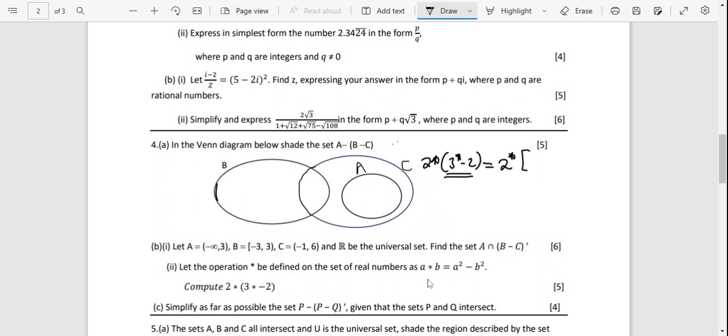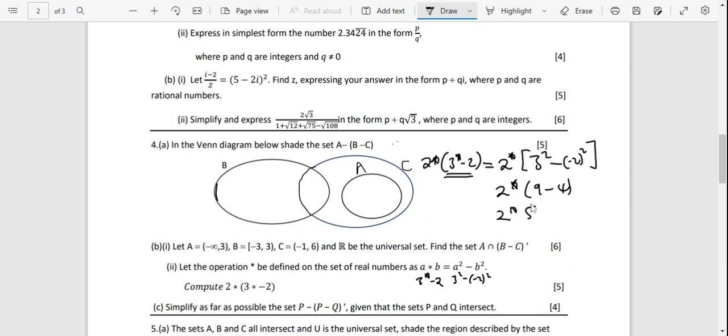Now you know that the operation, this is going to be 3 star, this is going to be -2. That means where there is A, we're going to put a 3, and where there is B, we're going to put -2. That's all you follow. So that is going to be 3 squared minus -2 squared. So we have 2 star. 3 squared is 9, -2 squared is 4, so that gives us 2 star 5.